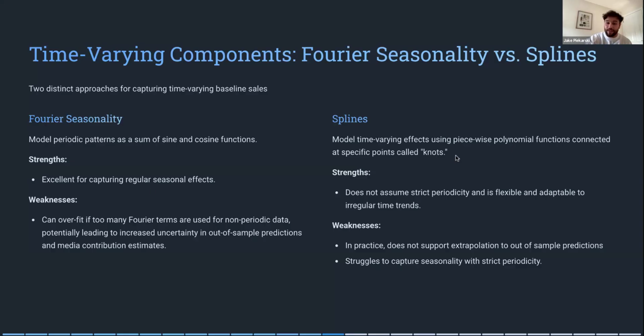Splines, on the other hand, generalize really well to irregular seasonal patterns, but not so much to the type of seasonality that Fourier seasonality generalizes well to. And again, probably the biggest limitation of splines is that it does not support extrapolation for out-of-sample prediction, as Luca mentioned when looking at the features.